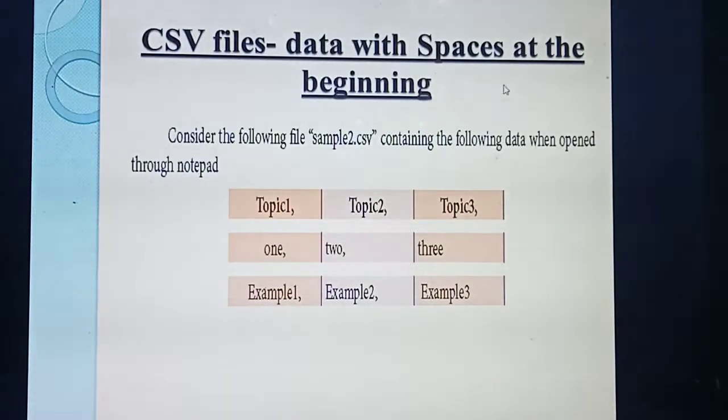Next thing, listen. CSV files with data that has spaces at the beginning. Next we are going to write a program to eliminate the space at the beginning. Consider this example. See here, some spaces are there at the beginning, isn't it? Some in between too. Here the things start at the beginning, but here, in the first, some spaces are there. You are going to eliminate the spaces at the beginning, and for that you are going to write the program.